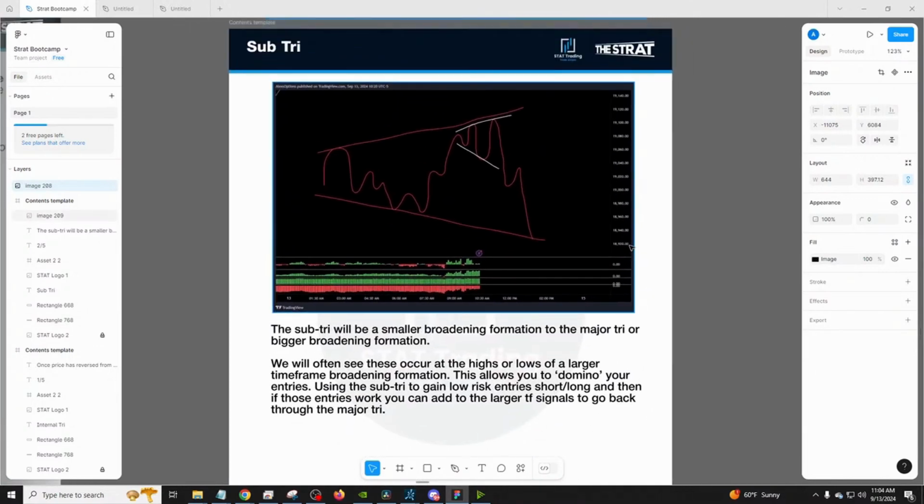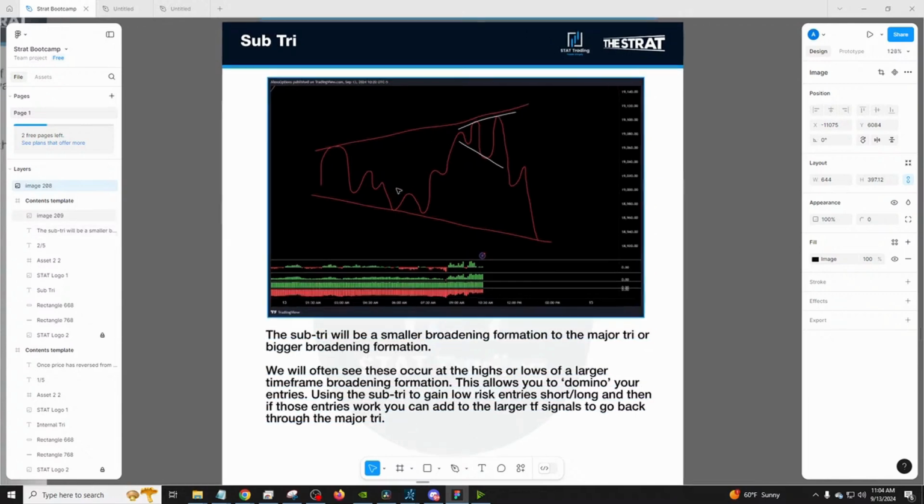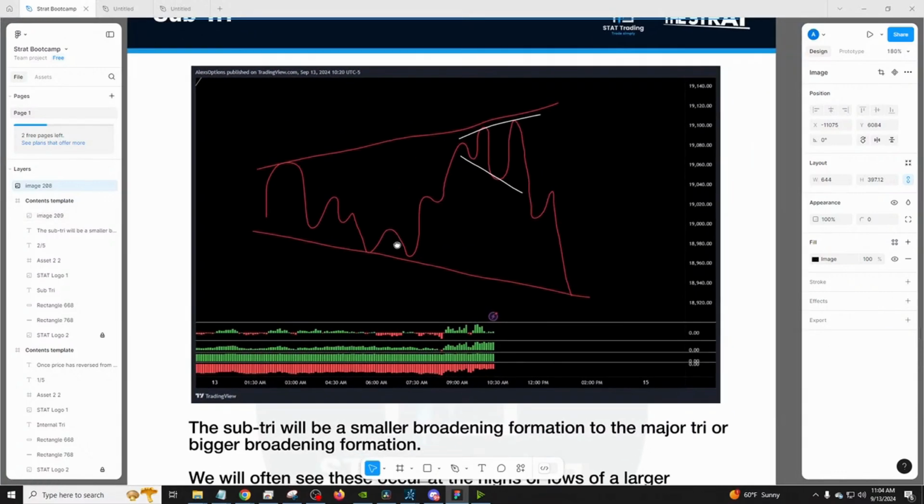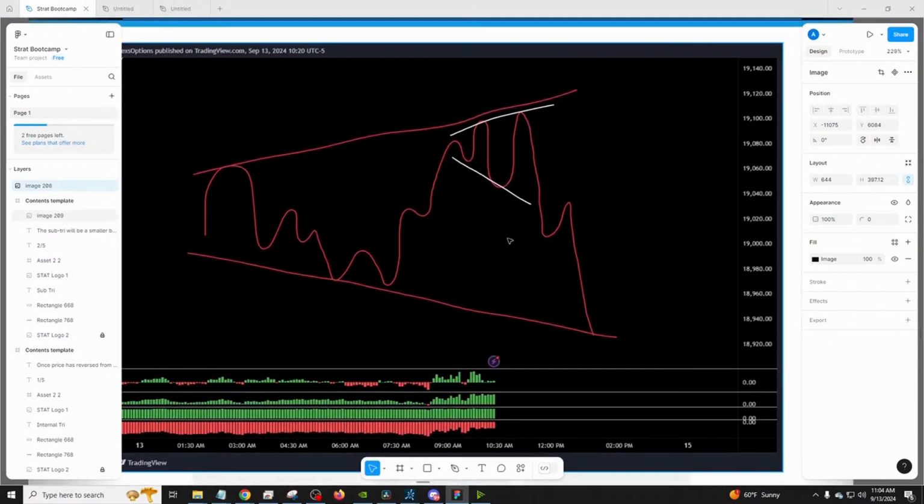The second type of try is the sub-try. It will be a smaller broadening formation to the major try, or we could also say a smaller broadening formation to the bigger one. We will also often see these occur at highs or lows of a larger time frame broadening formation, and this allows you to domino your entries using the sub-try to gain low-risk entries, short or long, and then if these entries work, you can add to larger time frames signals to go back through the major try. And this is something one of our traders, Jam Trades, who now works at Microsoft, way up there, loved. This is all he would look for.